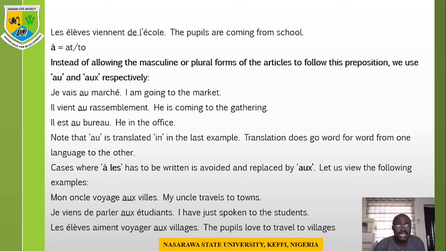Cases where à le has to be written are avoided and replaced by au. Let us view these examples. Mon oncle voyage aux villes. My uncle travels to towns. Aux villes.